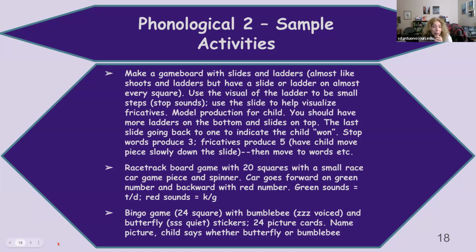You can have a racetrack board game with 20 squares, with a small race car and a spinner. The car goes forward on green and backward on red. Green sounds are T and D, red sounds would be K and G.